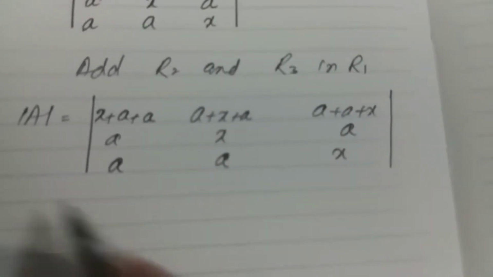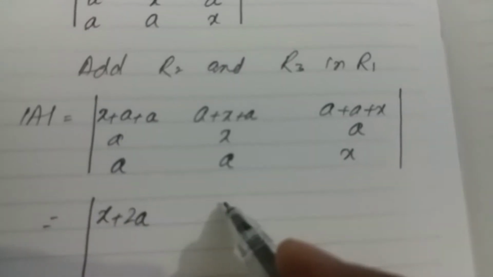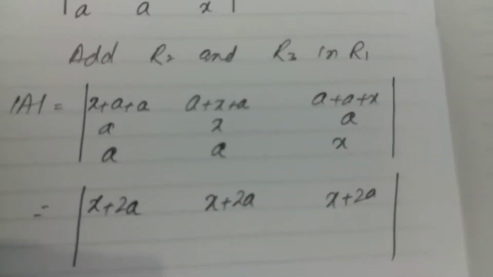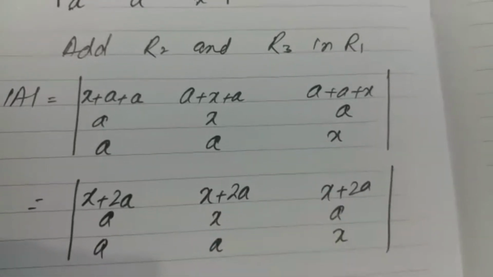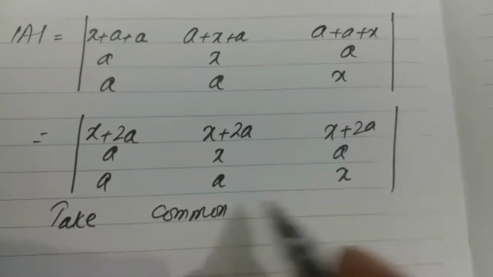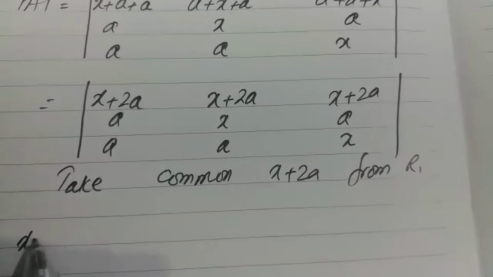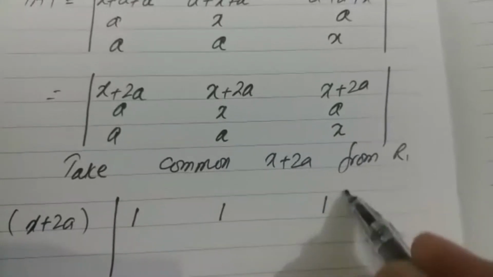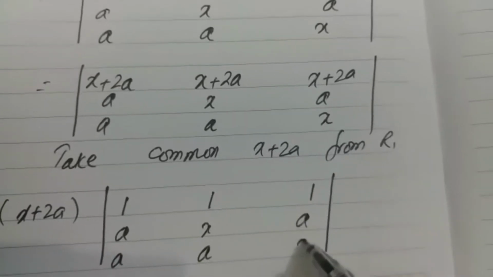Then in the first row, all the elements are converted into X plus 2A, X plus 2A, X plus 2A. The rest of the elements are the same. Students, we can take X plus 2A common from R1. So the complete R1 is converted into 1, 1 and 1. The rows below are A, X and A, and then A, A, X.